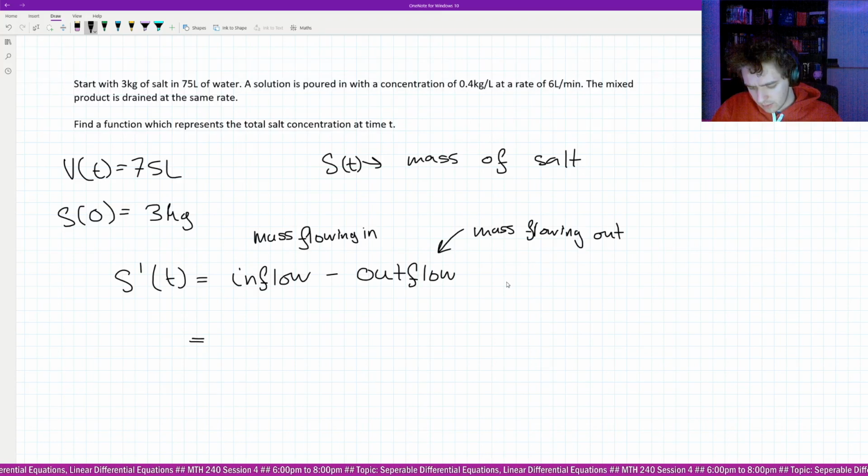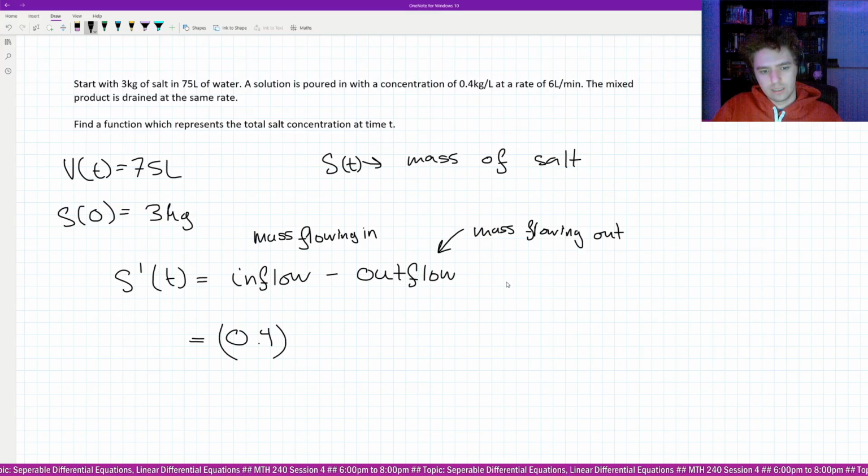I guess the inflow is not a function of time. Would the inflow be 2.4 kilograms times t? Why 2.4? Because it's 6 liters per minute, so 6 liters times 0.4. Yeah, that makes sense.